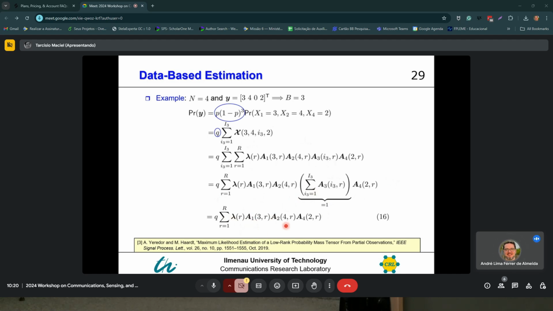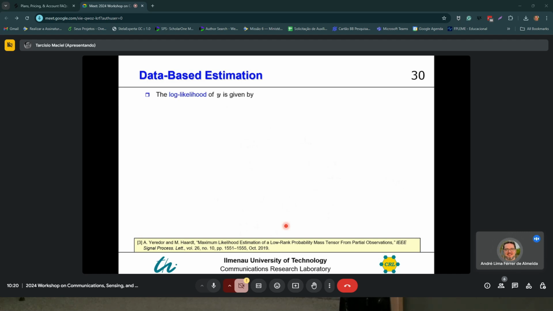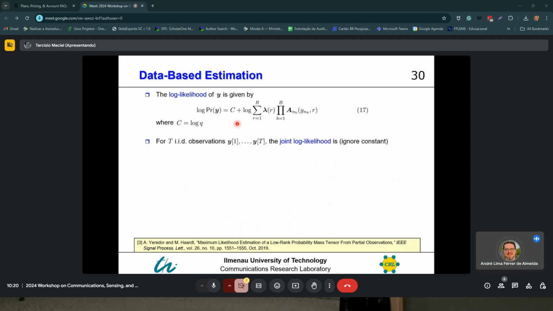So this is the CPD in terms of the 3 factor matrices that correspond to the observed random variables. Okay, so now let's look at the log likelihood of y. So we take the logarithm here of this probability of y. C is just the logarithm of q, a constant that we don't consider further.